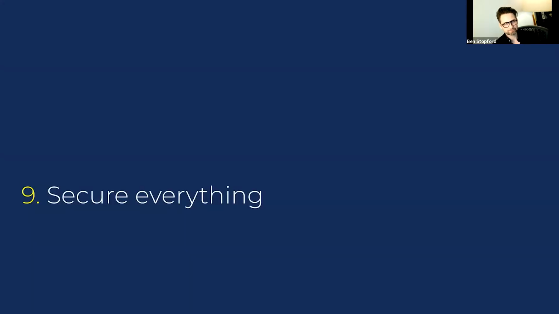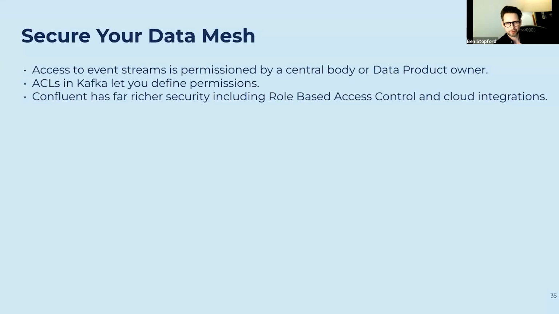Number 9, secure everything. This kind of goes without saying. You want to have a bunch of security features inside your mesh. You need to be able to permission that at a very fine level of granularity. So access to event streams needs to be permissioned by some kind of central body. You're going to have some process around that, some kind of way for people to obviously get validated. You also need to have the technology. The mesh needs to implement that underlying security layer.